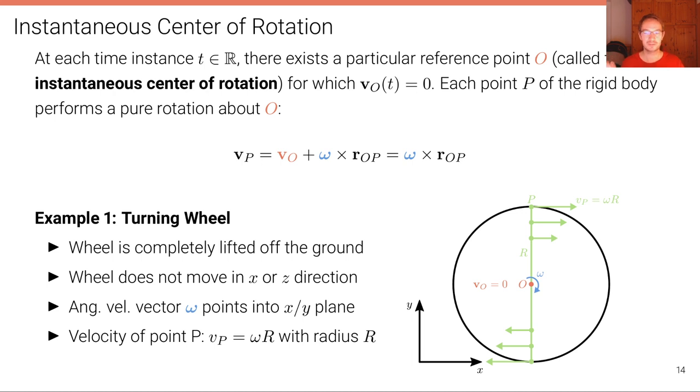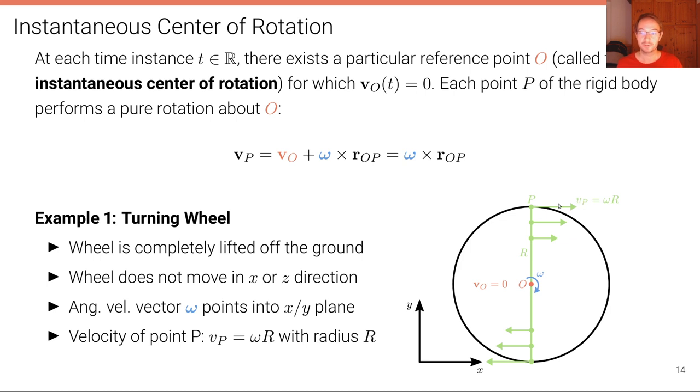Here also the rotation is defined based on a right-handed coordinate system where the thumb points in the direction of the vector and we rotate according to a right-handed motion. So that's why in this case this angular velocity vector omega points into the xy plane.